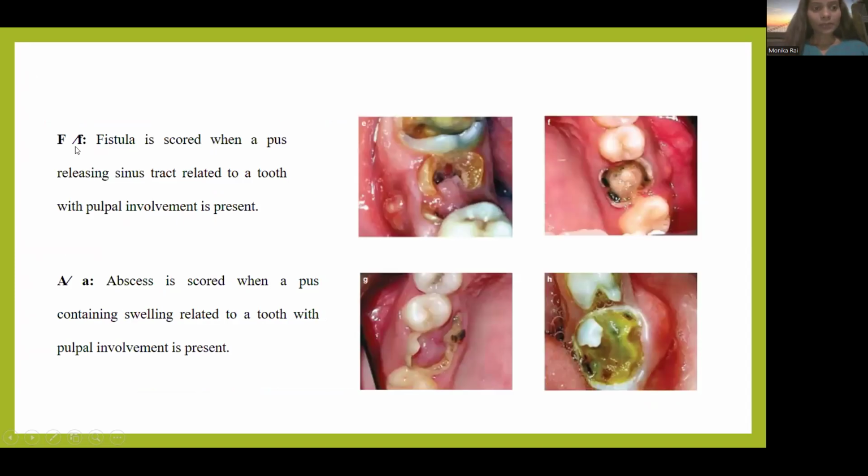Fistula, uppercase F, lowercase f. Fistula is scored when a pus-releasing sinus tract related to a tooth with pulpal involvement is present. Here we can see the pus formation. Abscess is scored when a pus-containing swelling related to a tooth with pulpal involvement is present.